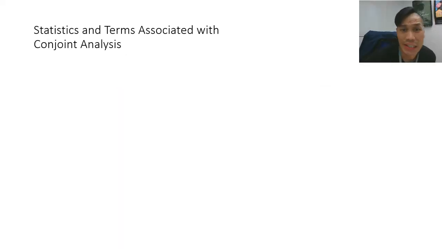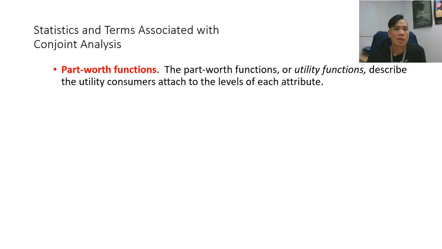Now, before I get into the technicalities, we do have to understand some of the terms associated with conjoint analysis. This is very important so that you understand what's going on behind the scenes. Part-worth functions, or what we call utility functions, describe the utility the consumers attach to each level of attributes. For example, if I have color, pink, black, and white, which one do I like best? I might like black. I don't like white so much. I detest pink. So I will know based on the utility functions.